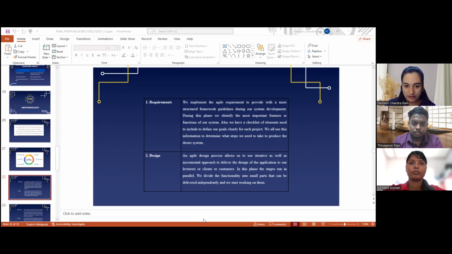The second is design. An agile design process allows us to use an iterative as well as incremental approach to deliver the design of the application to our lecturers, our clients, or customers. In this phase, the stages run in parallel. We divide the functionality into small parts that can be delivered independently and we start working on them.